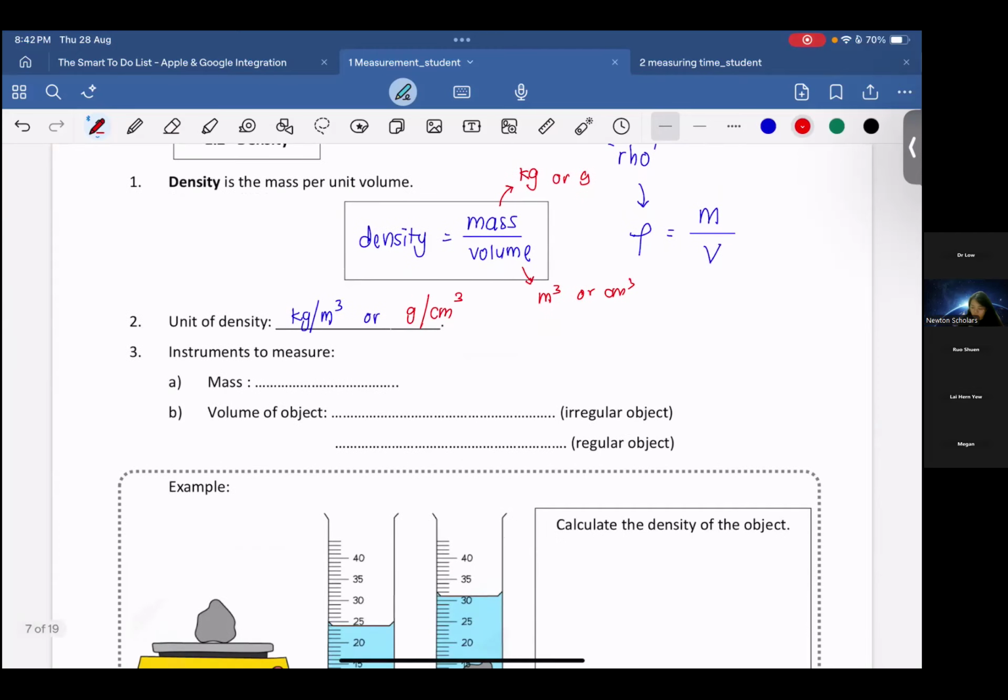Okay, look at here. We want to measure density. Of course, we need to measure the mass. We need to measure the volume. So what instrument do we use to measure mass? Any of you know? Type in the chat box.